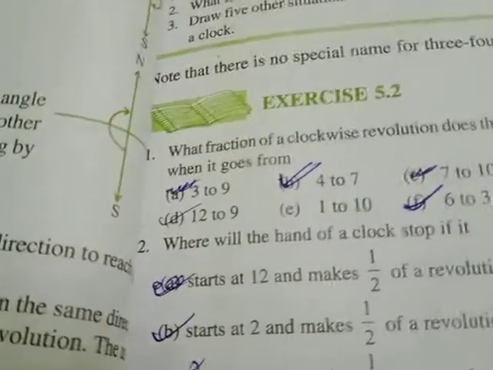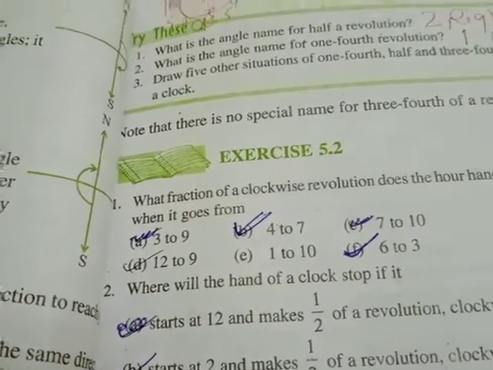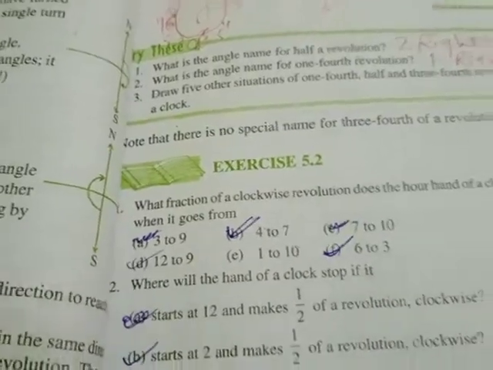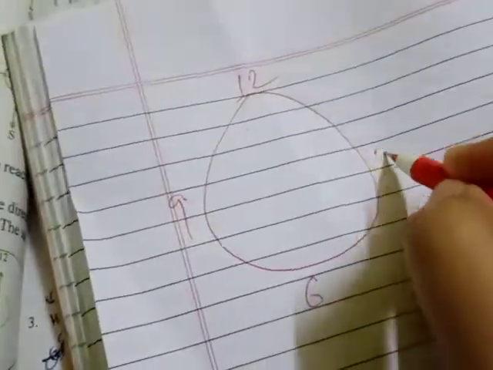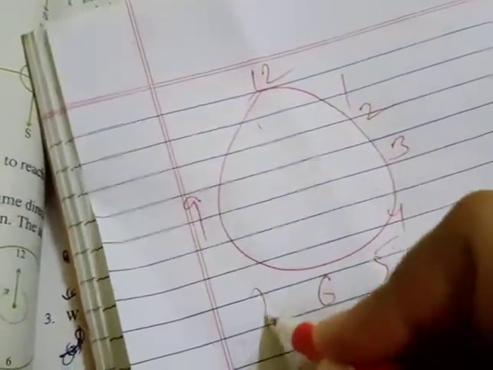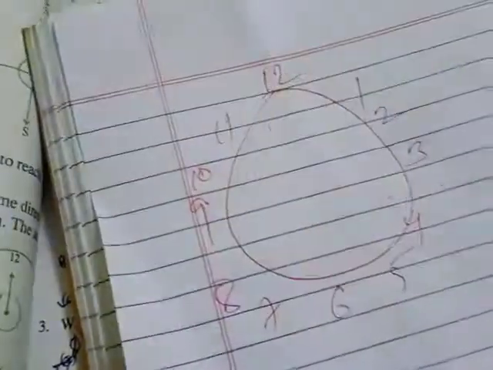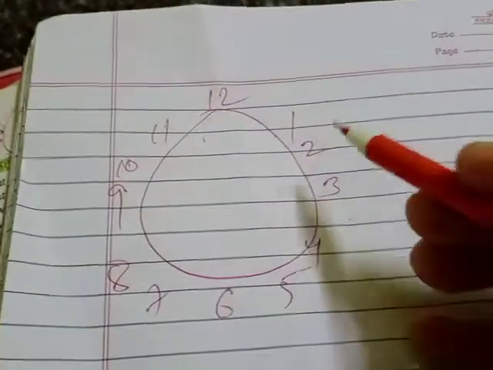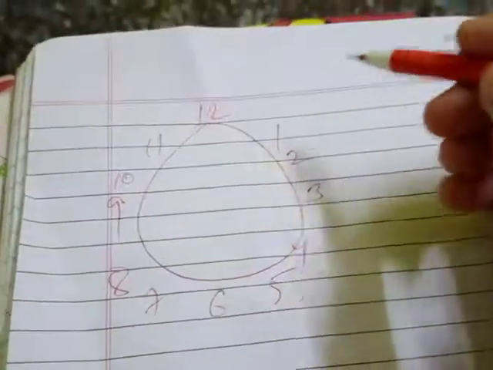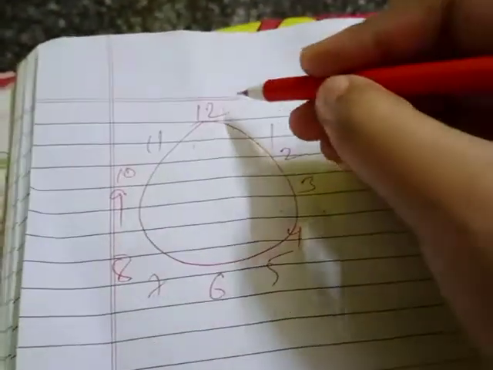Similarly, it is now 12 to 9. Now this is a little different, I'll tell you. You might get confused with this. 12, 6, 9 and 3, 1 and 2, 4 and 5, 7 and 8, 10 and 11. Okay. It is written 12 to 9. And it is clockwise, meaning a straight turn.